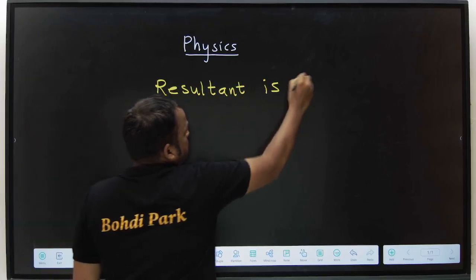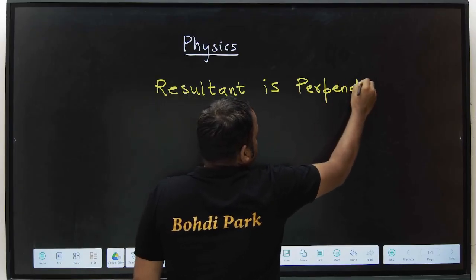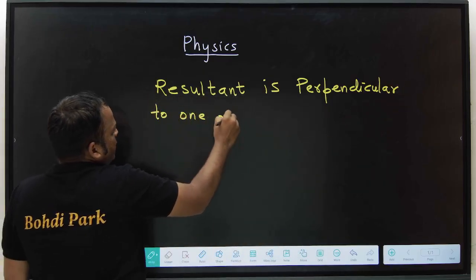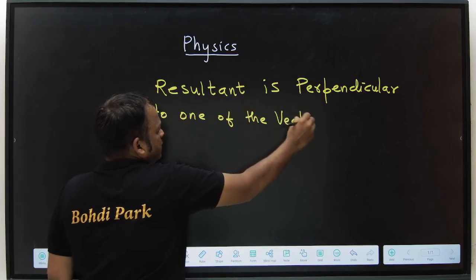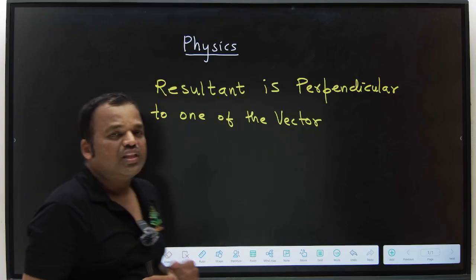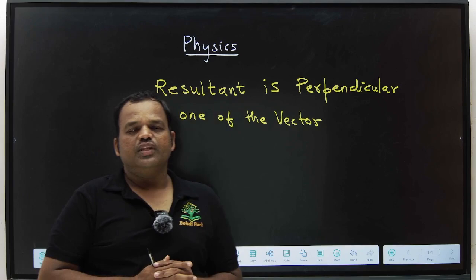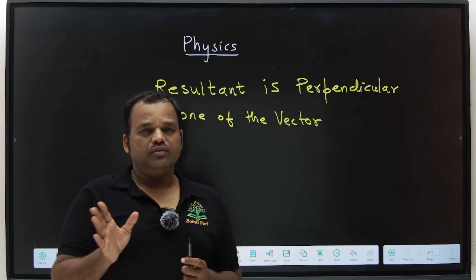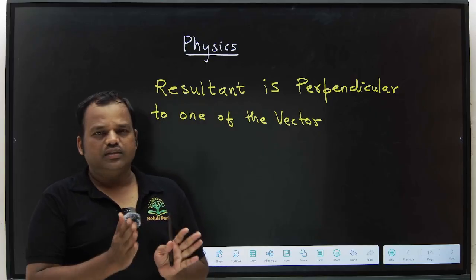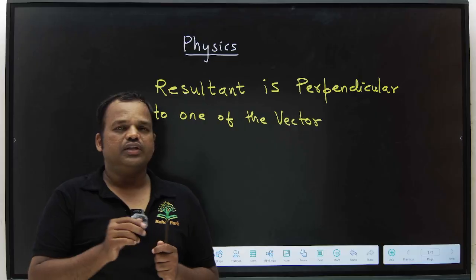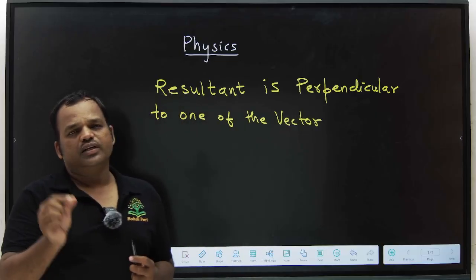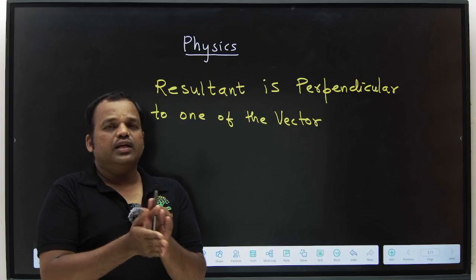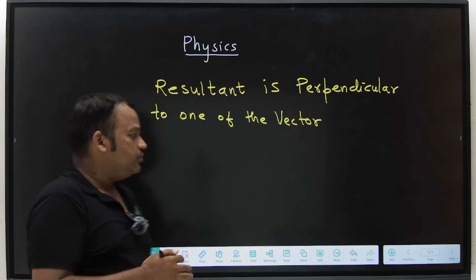Resultant is perpendicular to one of the vectors. So we will use the parallelogram law, because when we deal with angles between two vectors, we don't consider the triangle law, we consider the parallelogram law. So two vectors are there, so the angle between them is there, when the tails are coinciding, so they have a common tail, and the resultant is also there. So there is an angle between the resultant and one of the vectors, and there is an angle between the resultant and the other vector. So let's draw.